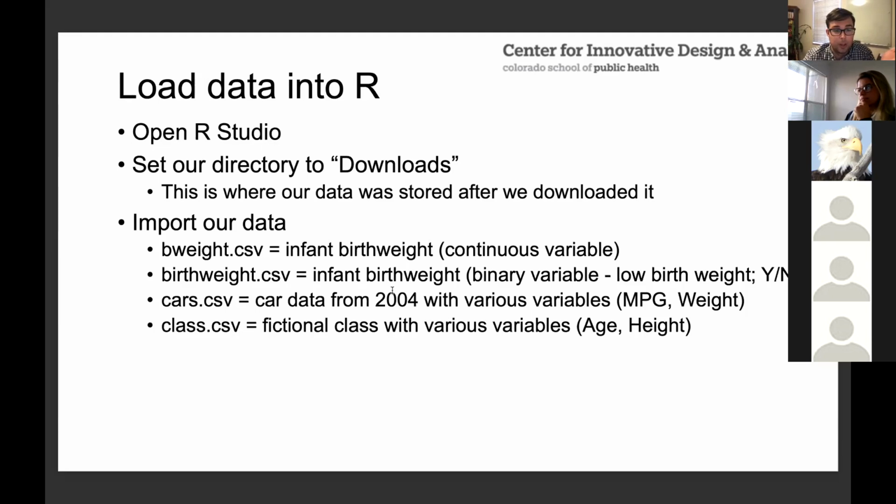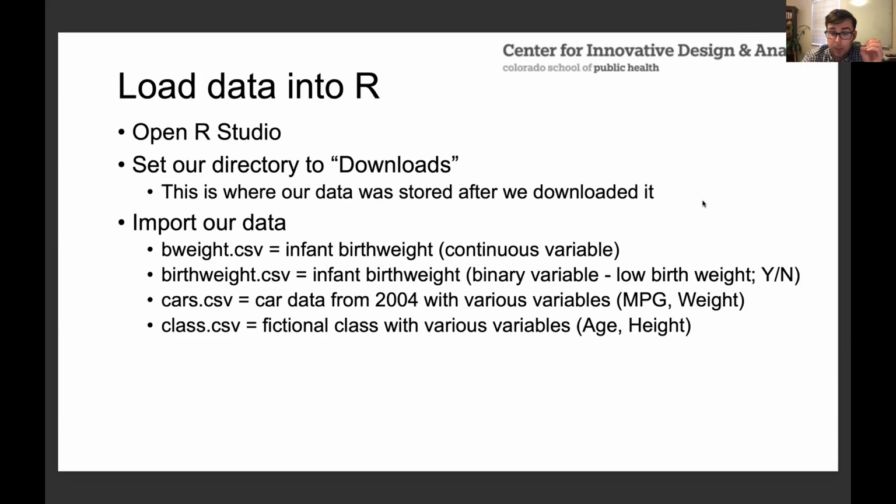And then the other data set has birth weight as a binary variable. So instead of a continuous variable where we're looking at a range of individual measurements for each infant, this is basically a categorization of whether a particular infant had a low birth weight or not a low birth weight.